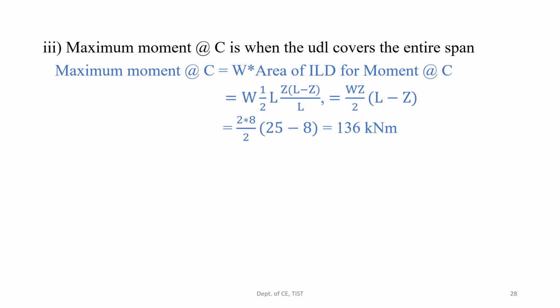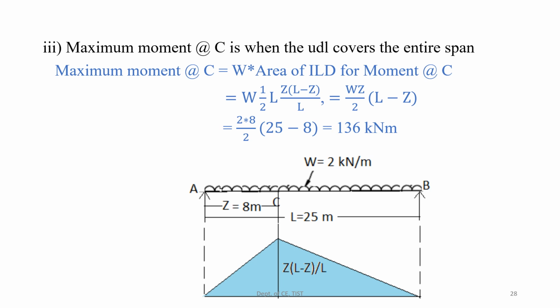Okay. Then coming to the value of maximum bending moment. It occurs when the UDL covers the entire span, and find the area of this shaded region, that means the area of this triangle. And that's equal to WZ by 2 into (L minus Z), is the equation. So W is 2, Z is 8, and L is 25. So that's equal to 136 kilonewton meter, the maximum moment at section C.